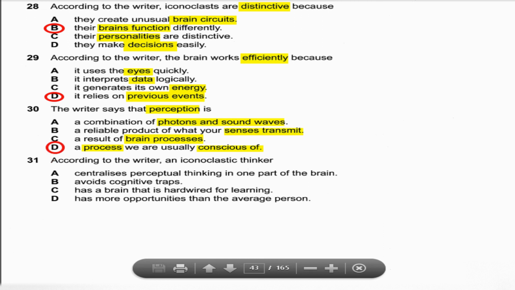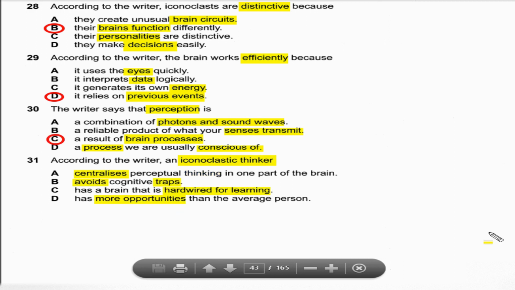Question 31. According to the writer, an iconoclastic thinker A, centralizes perceptual thinking in one part of the brain. So I will highlight centralizes thinking. B, avoids cognitive traps. All right, avoids traps. Think about some synonyms for traps. Difficulties. Traps are like difficulties or problems. C, has a brain that is hardwired for learning. Hardwired for learning. D, has more opportunities than the average person. More opportunities.